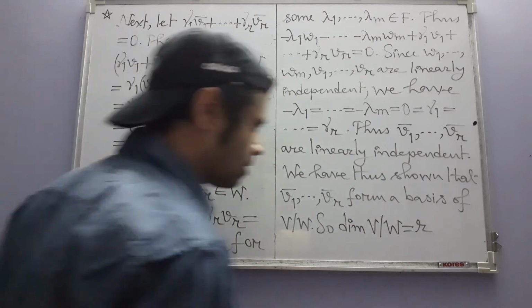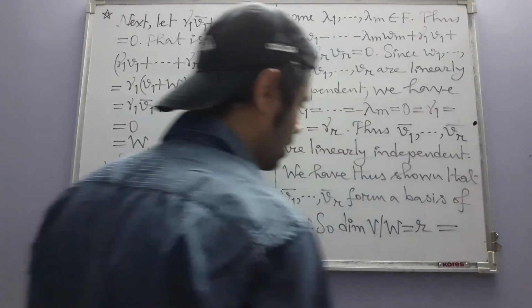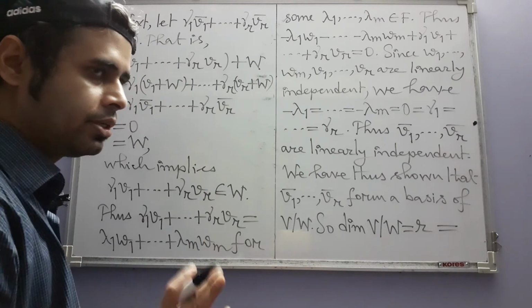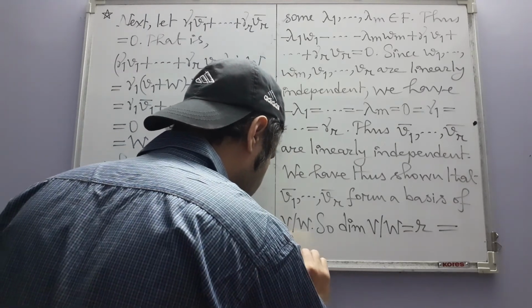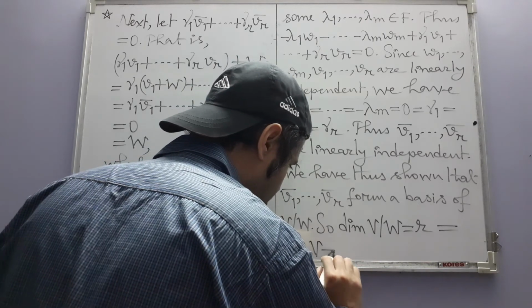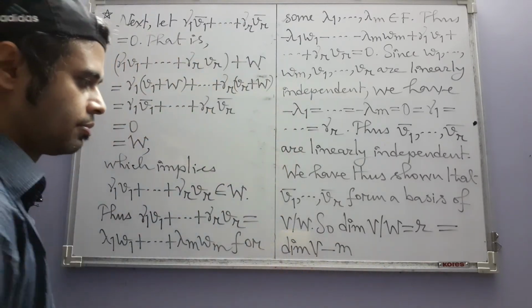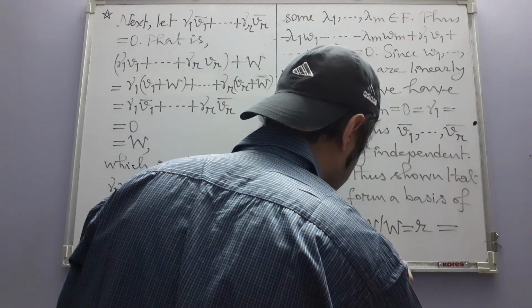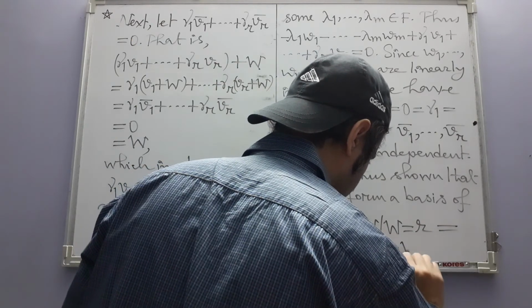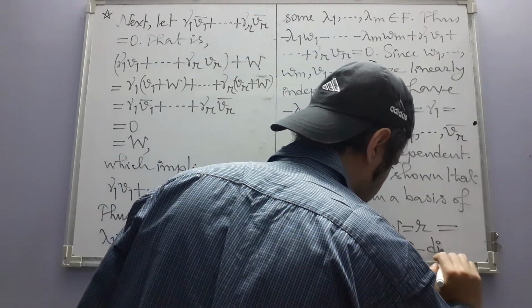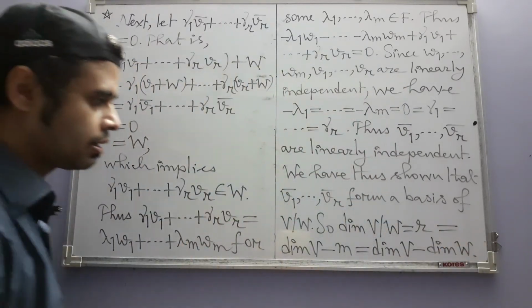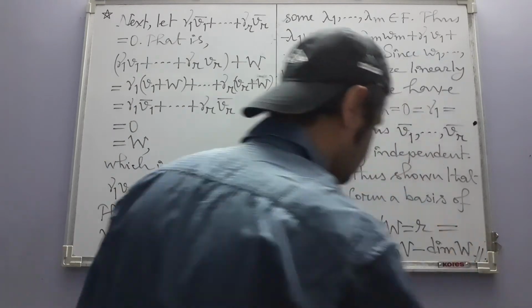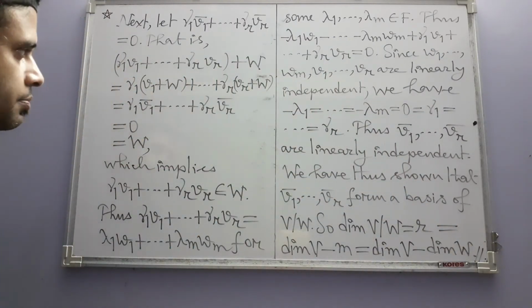Now if you recall, this R is what? R plus M is dimension of V. So R is dimension of V minus M, and M itself is dimension of W. So that's how you get this formula, and here the proof ends.